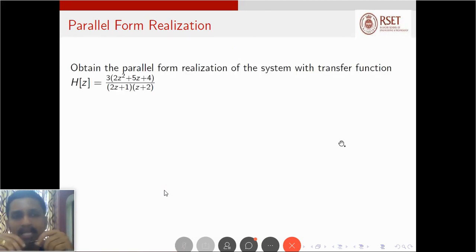Now, an example: obtain the parallel form realization of the system with the transfer function given as H of Z is equal to 3 into 2Z square plus 5Z plus 4 divided by 2Z plus 1 into Z plus 2. In some questions, the system will be described with a difference equation. Then you need to convert the corresponding difference equations into transfer functions.